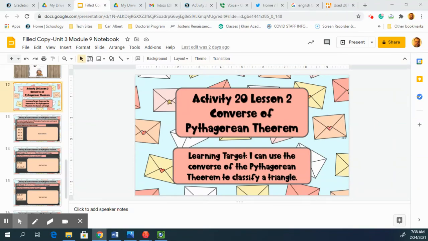Hello, everyone. Today, we're going to talk about the converse of the Pythagorean theorem. Now, remember, converse means we're going to flip it around. We're going to look at it at a different angle and try to determine if triangles are acute, obtuse, or right, depending on the results that we get from a variation of the Pythagorean theorem.